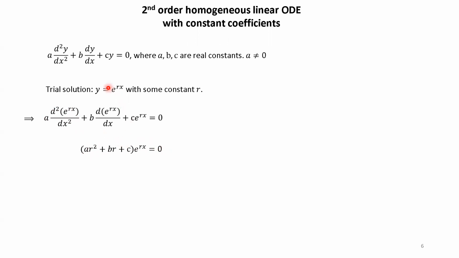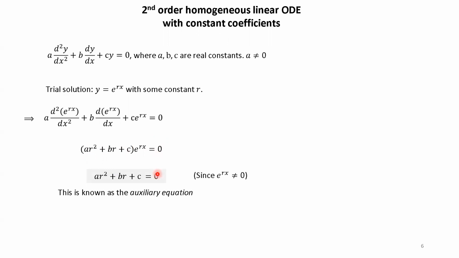So if this is indeed a solution to this equation, then this solution has to satisfy this equation here. And e to the Rx, of course, by itself is not zero. So that means I require the first term, everything in the bracket, to be zero.